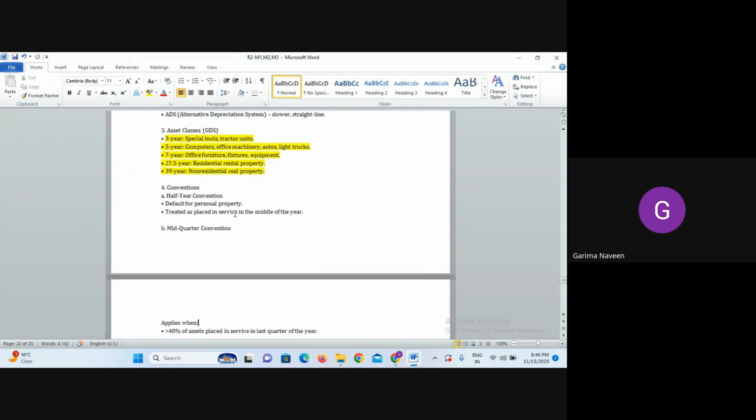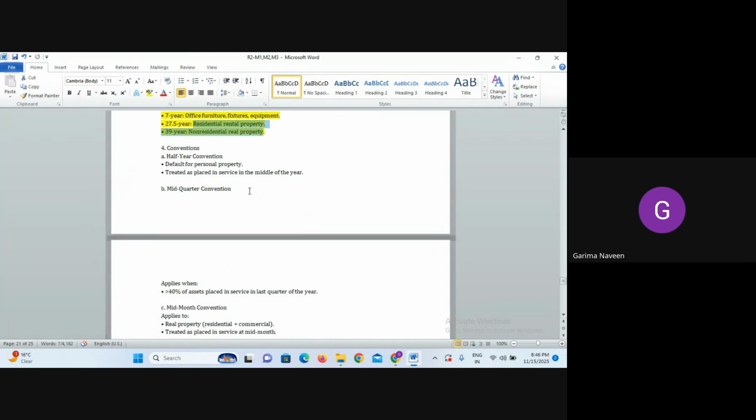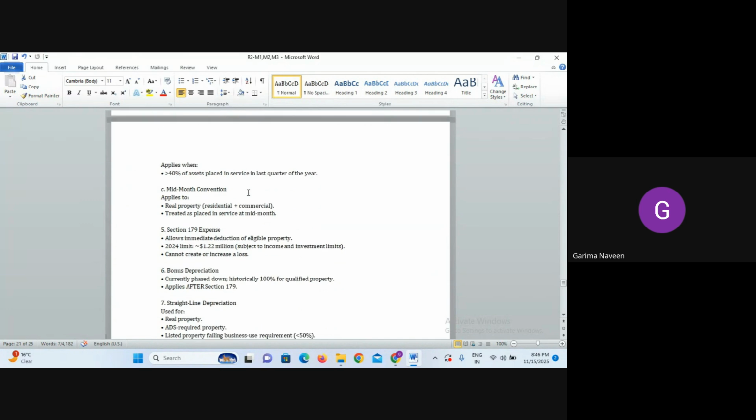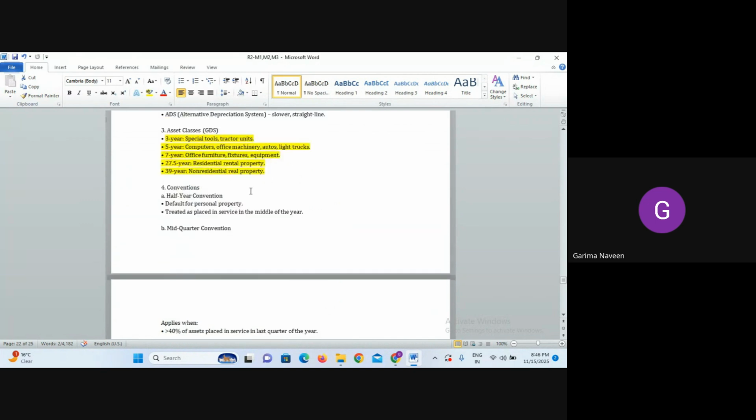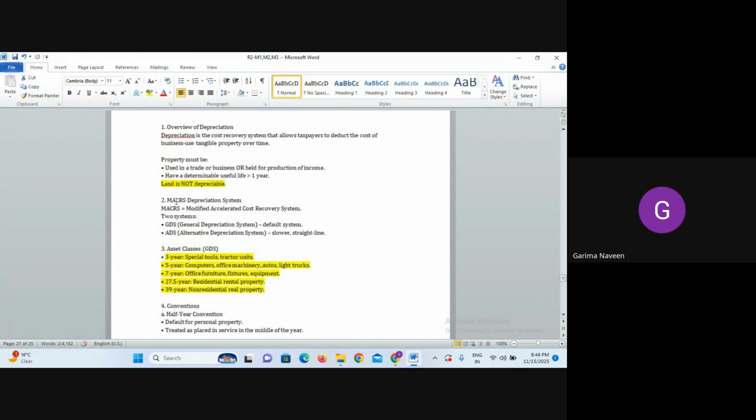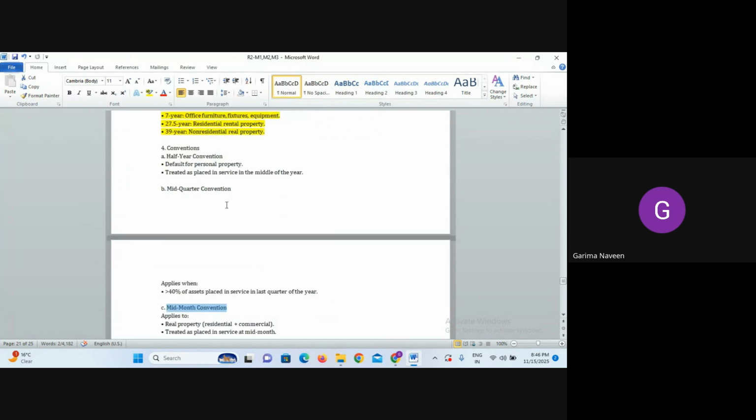But if you have real property like residential rental property or non-residential real property, then you should use the mid-month convention to calculate the depreciation. Okay, so MACRS is the method you use for depreciation.